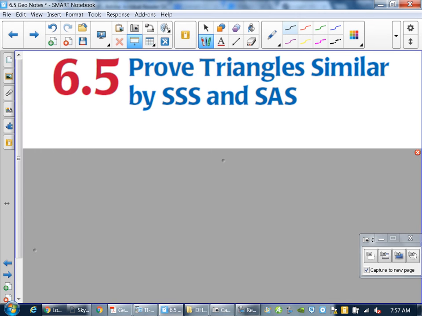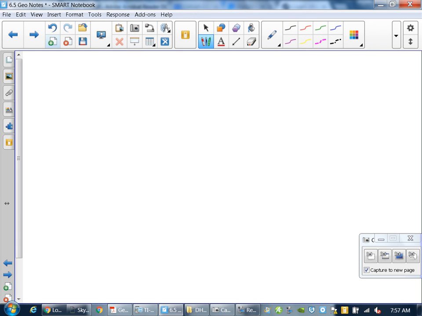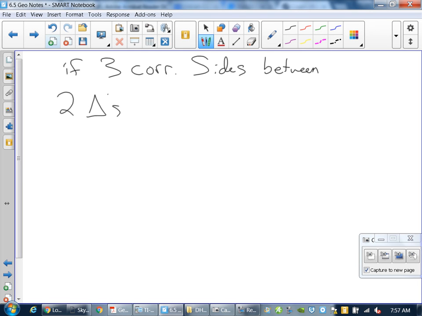So if you think about when we had angles, if you had two angles that were congruent, that meant the third angles were congruent, no matter what. It always happened. So you had similarity. Well, now, if three corresponding sides between two triangles are proportional, the triangles are similar. That's it.